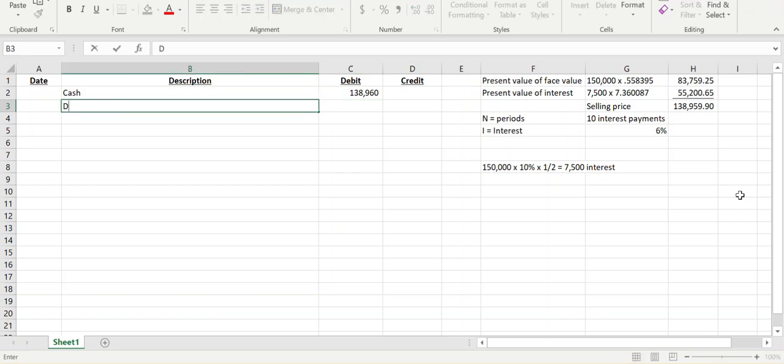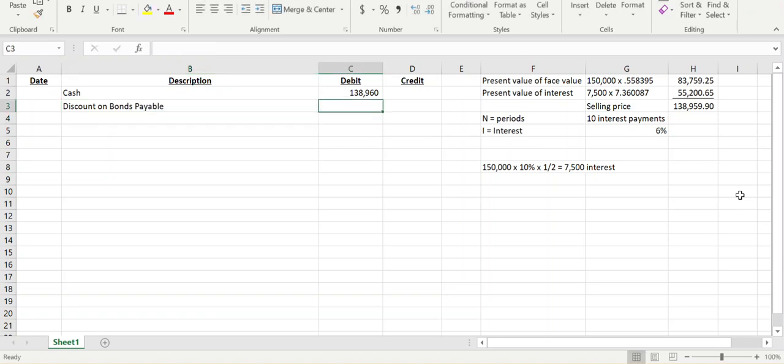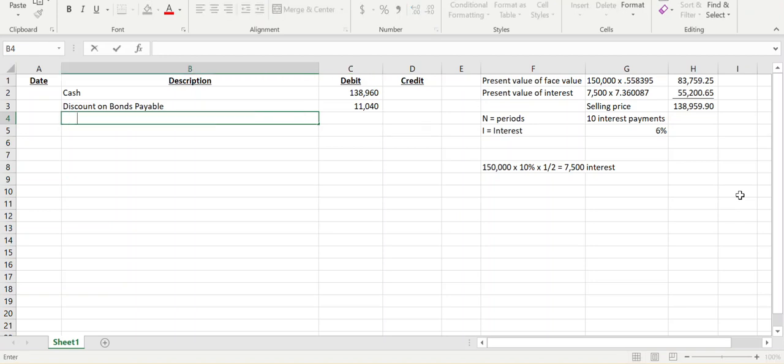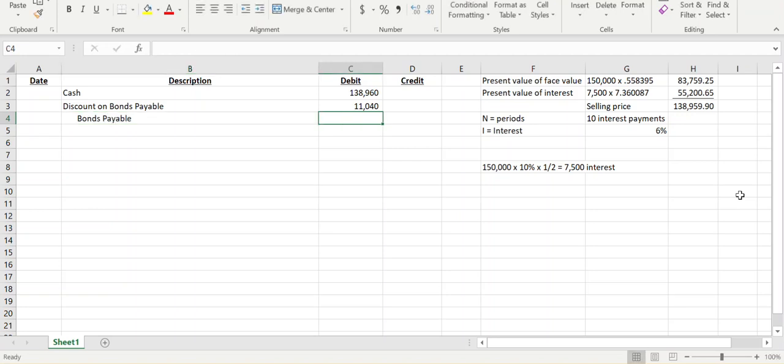We now then have what is called a discount on bonds payable. And the discount on bonds payable is the difference between the $150,000 face value and the amount of cash that we are receiving. So we have an $11,040 discount, and our bonds payable must go on our books at face value. It can never go on for more or less than that face value amount.